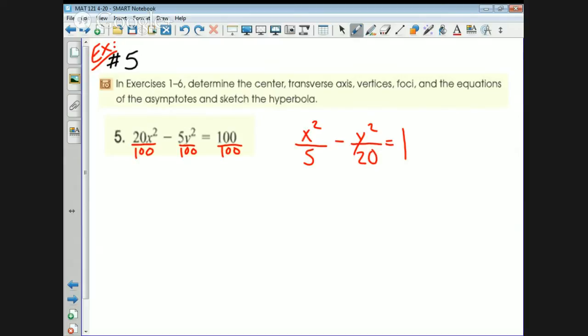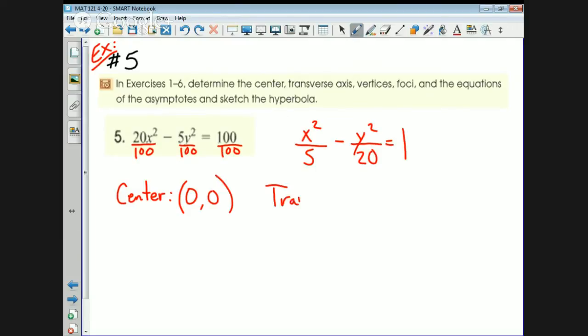And now as soon as I see this, I can go to the center, looking for the h, k. h is always attached to the x. k is always going to be attached to a y. Here I don't see anything attached to either one, so the center is just going to be 0, 0.